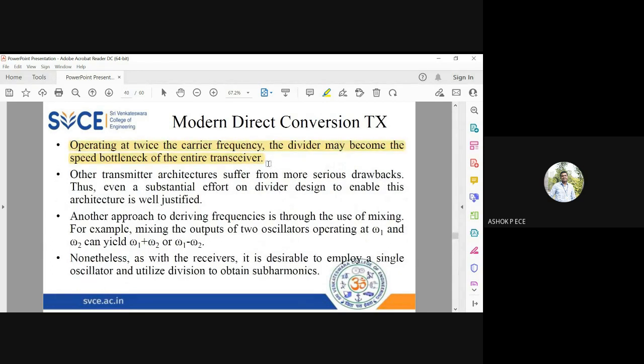Divide-by-2 in the analog domain is going to be a cause of concern, because this divider will decide the speed of your transceiver. Because of this divider, many architectures are going to perform very slowly, and the divider design is going to take a substantial amount of time.